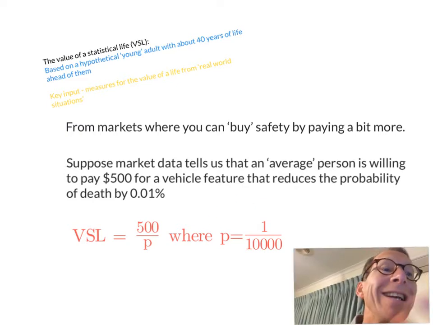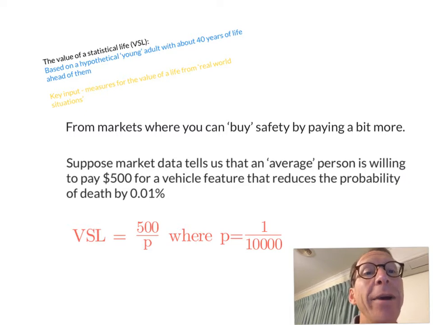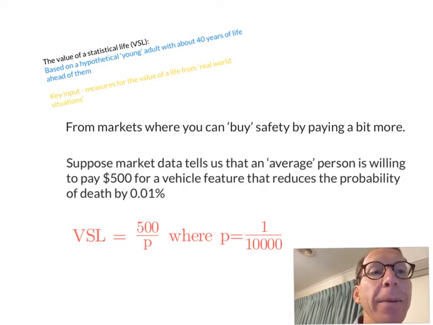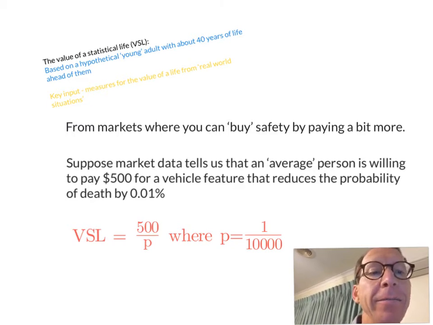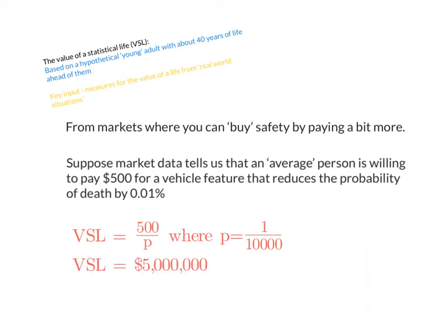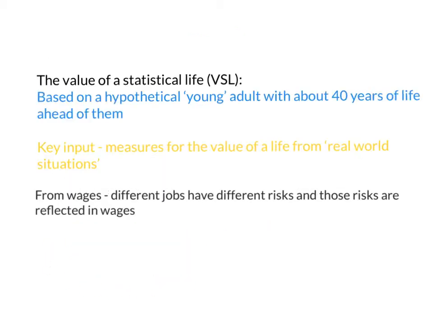Of course, the really interesting question is, how do you actually get this data? How do you find out what the average person is willing to pay for that reduction in the probability of death? But getting that's well beyond this course. So for this course, we'll simply take the data as given, and when you divide through by that 1 in 10,000, you get a value for statistical life of $5 million using this particular data.